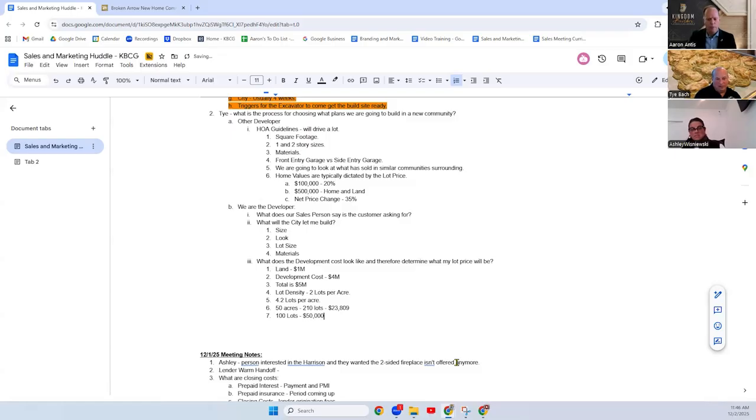Half as much. 50,000. If I have 100 lots, I still got 5 million. These are on the half acres, and I have 100 lots. My cost is 50,000 per lot. So probably my price is more like 65,000. So instead of a 23,000 or $30,000 lot, I have a $65,000 lot because of my density. Does that make sense?